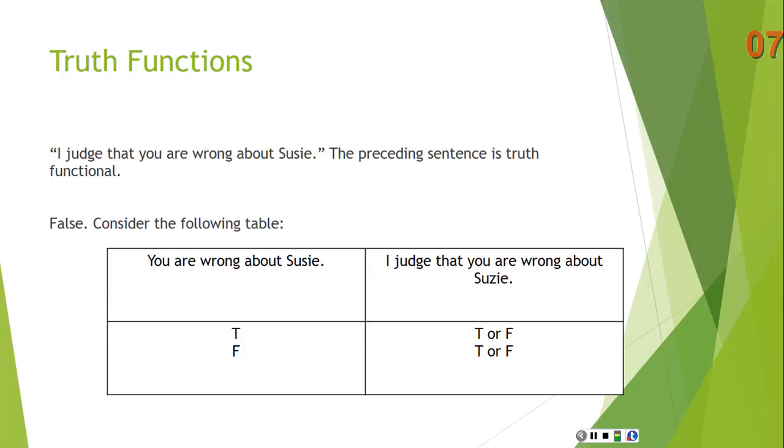In the top left, we have the component statement, you are wrong about Susie. In the top right, we have the compound statement, I judge that you are wrong about Susie. Simply because you know the truth value of the statement, you are wrong about Susie, that doesn't mean you can determine the truth value of the statement, I judge that you are wrong about Susie. So whenever you are wrong about Susie is true, it's up in the air whether it's true or false that I judge that you are wrong about Susie. Whenever the statement you are wrong about Susie is false, it's still up in the air. The truth value of the statement, I judge that you are wrong about Susie.